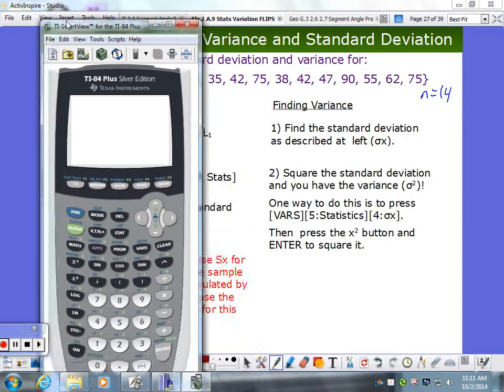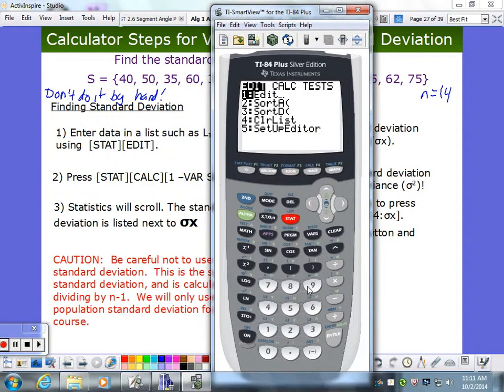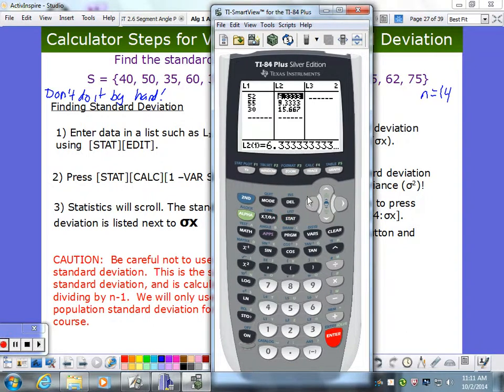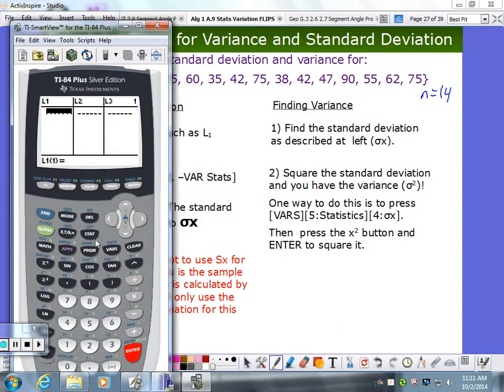So what you want to do is enter your data, right? List one. So stat, edit. Everybody doing this? Oh, there's stuff in here. All right. Yeah, this one is more the 84. I have my other one up as well, but they gave us this one. Okay, let me see if I can work this out. So let's put the data in.